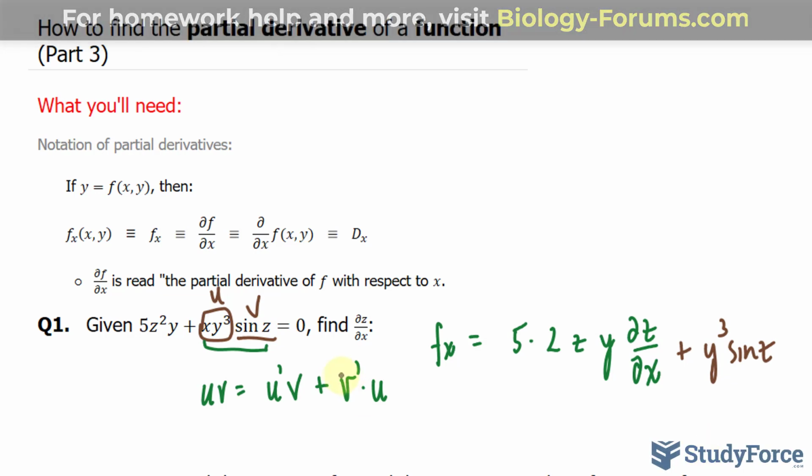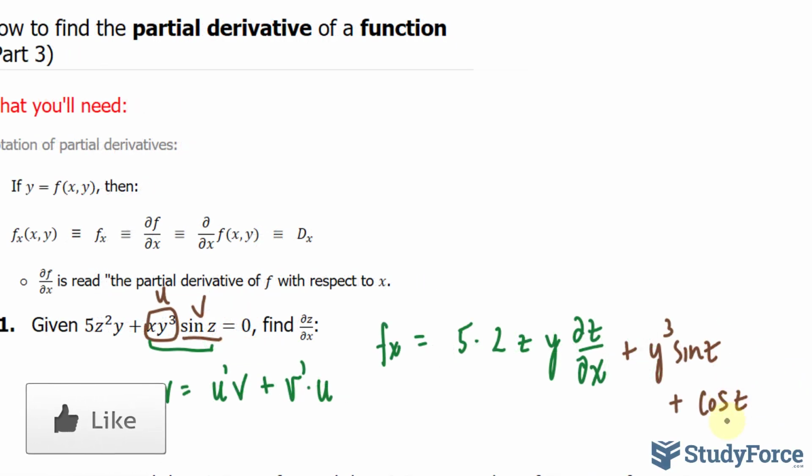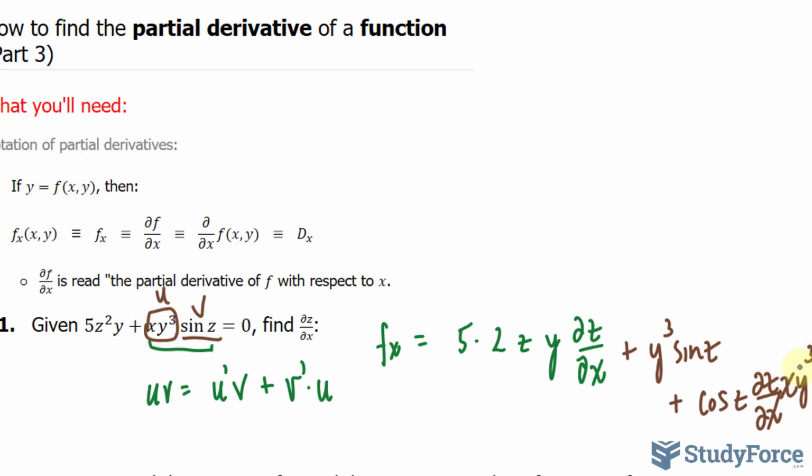And now we'll take the derivative of v. The derivative of sine z is equal to cosine z. And taking the derivative of z is the partial derivative of z with respect to x times u, which is x y to the power of 3.